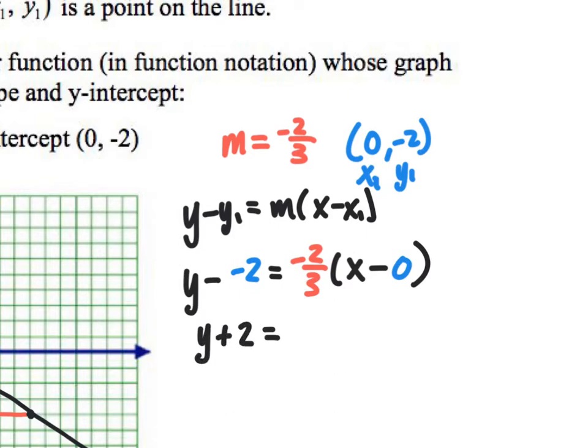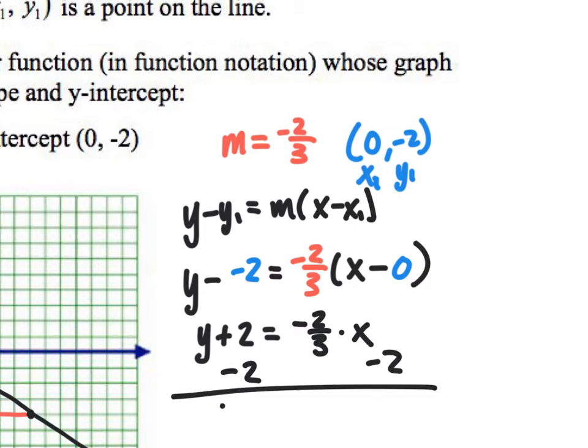Normally I would distribute my negative 2/3 into each of these values. But because I have x minus 0, that value is just going to be 0. So I just got negative 2/3 times x. And then I'm going to subtract 2 from both sides. So I get y is equal to negative 2/3 x minus 2.